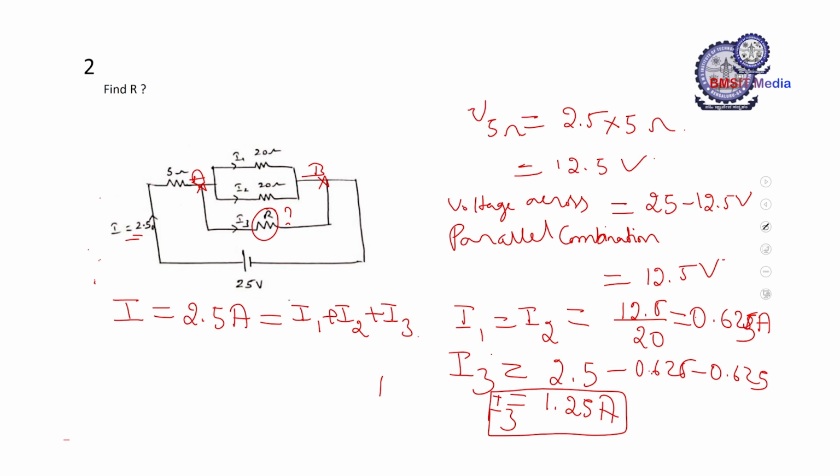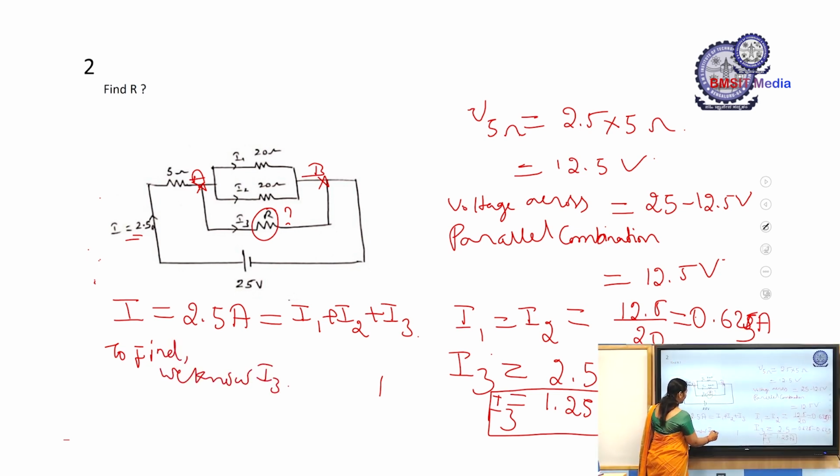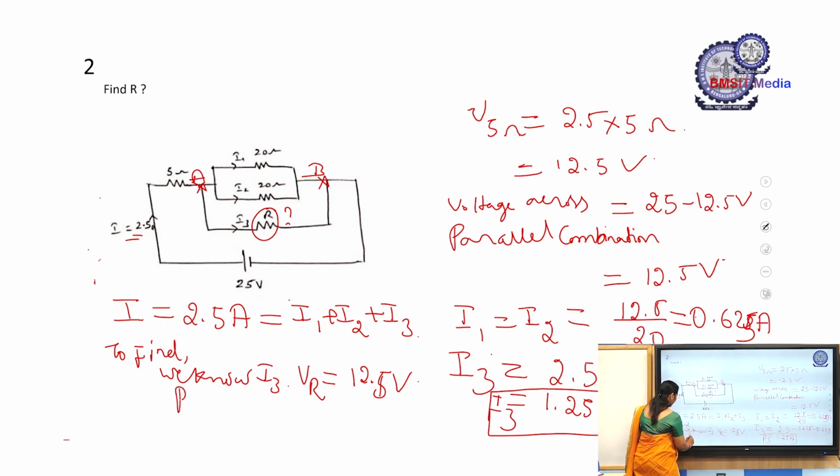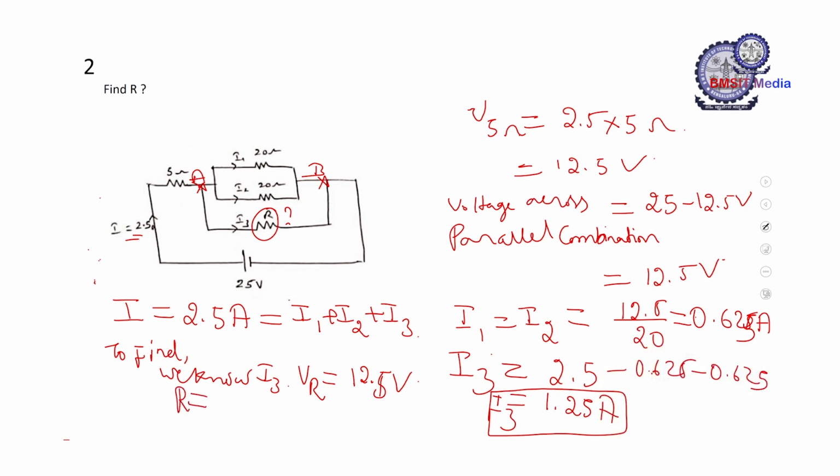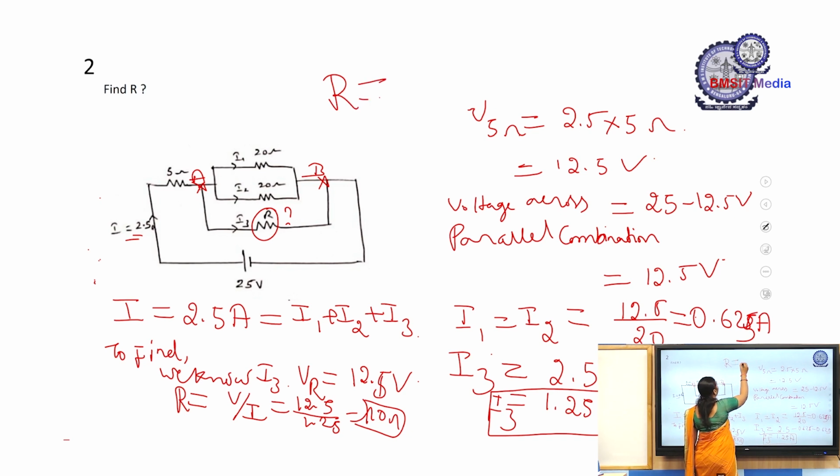Now we need to find the value of R. In order to find R, we know I3 and we also know VR, so VR is equal to 12.5. So now to find R, it will be 10 ohms. So the R value that we have obtained is 10 ohms.